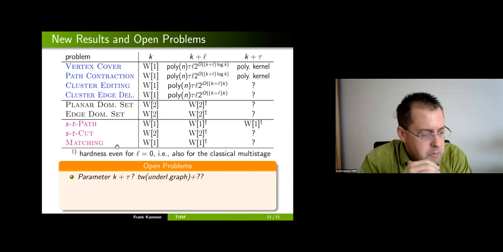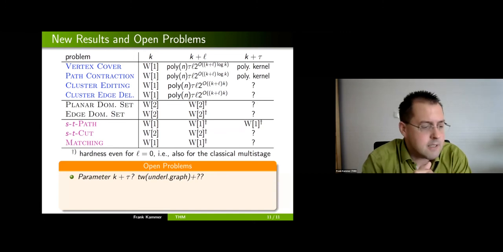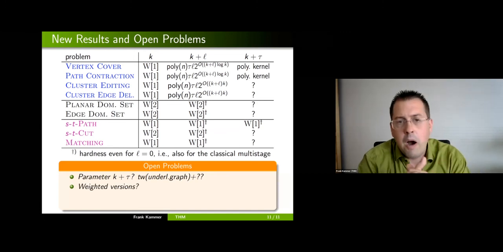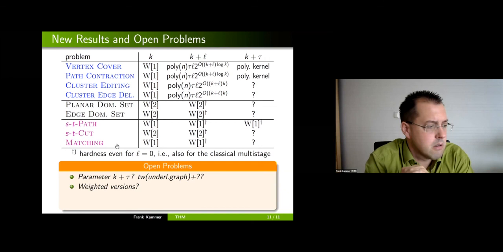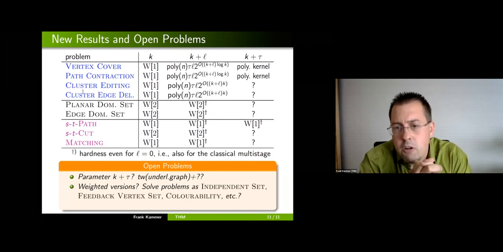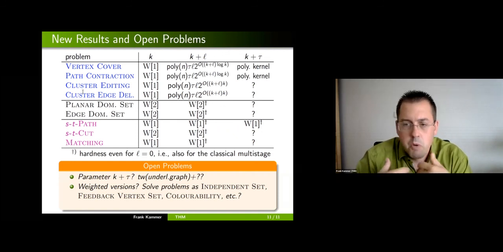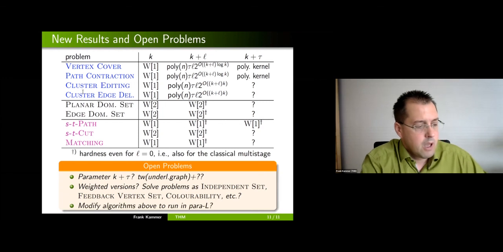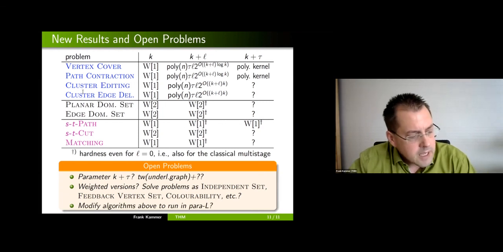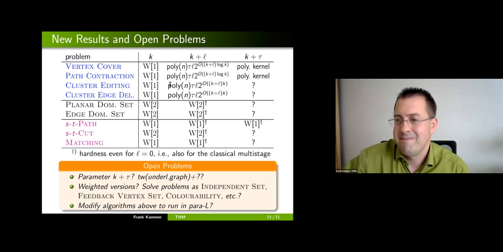What if you take other parameters such as the treewidth, or the treewidth plus something else? How can we solve the weighted versions of the graph instances here? And how can we solve problems that are not enumerable, that are not monotone? And can we modify the algorithm above to run in parallel?